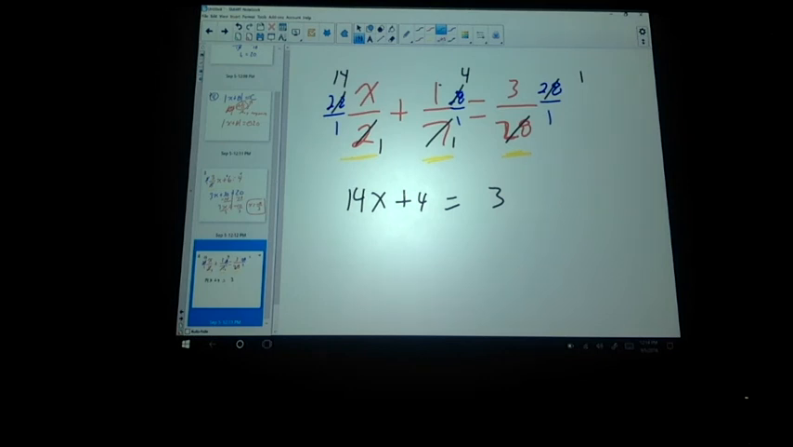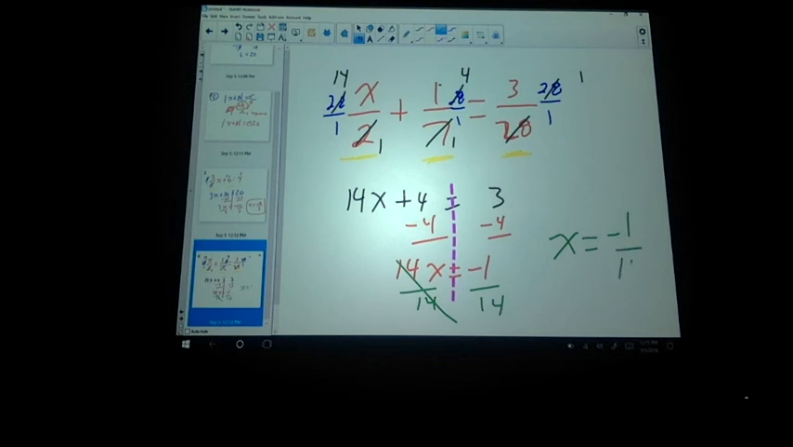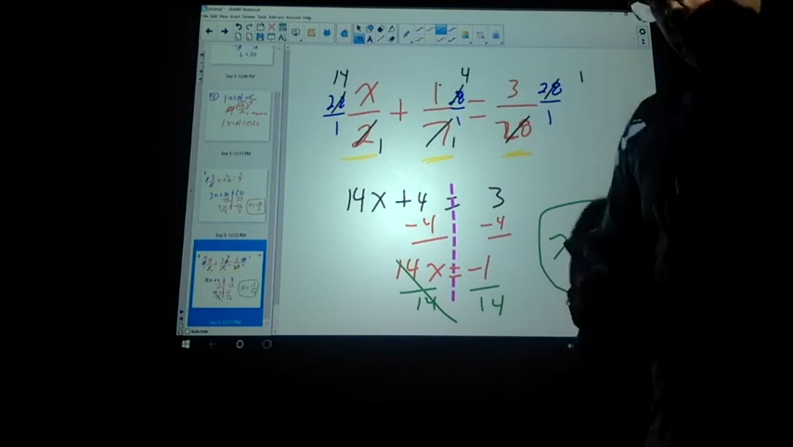From there, I'm going to subtract 4. And last step would be dividing 7 by 14. So again, you come up with a fraction for an answer, but you didn't have to work with fractions on solving it. So clearing the denominator is a huge skill. It's a great skill that's really going to help you along with this stuff.